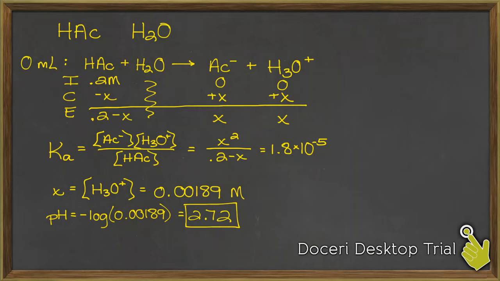And as I've been telling you all along, ask yourself, does this answer make sense? And it does, because what is it that we have here? We have a weak acid, and that's it. So this pH comes out in the acidic range. That makes sense.